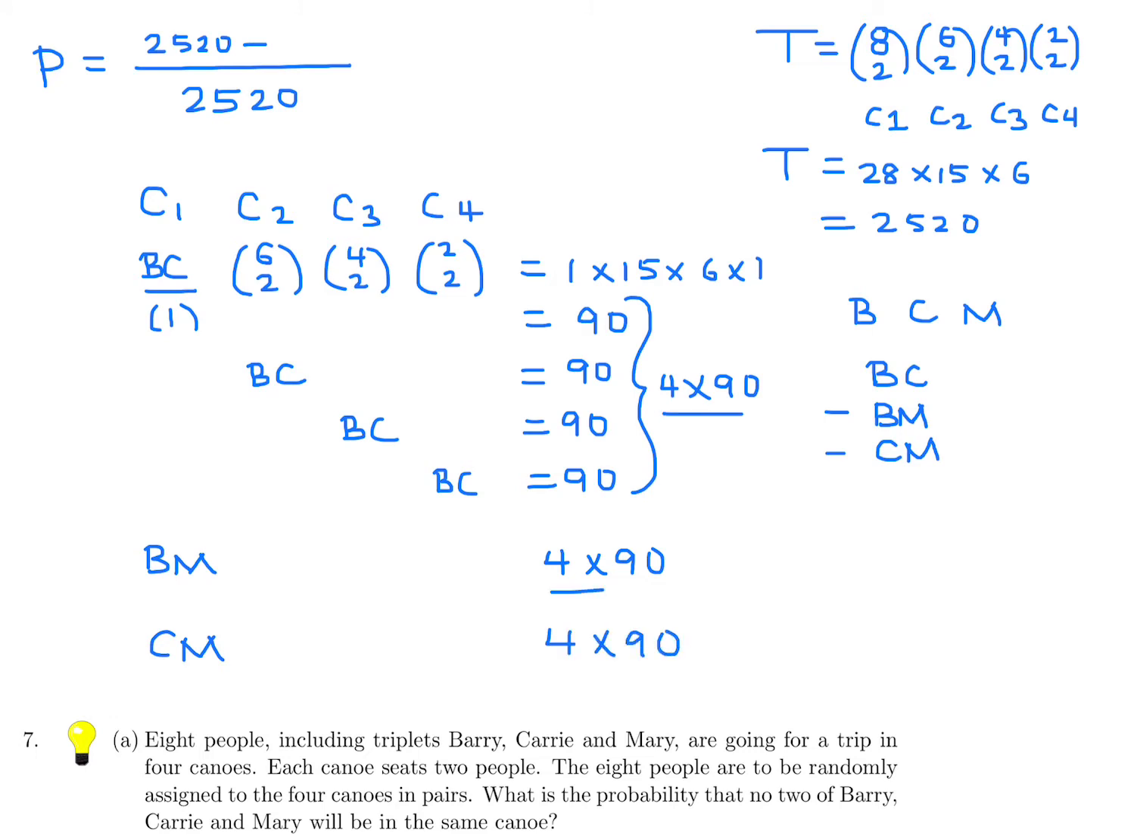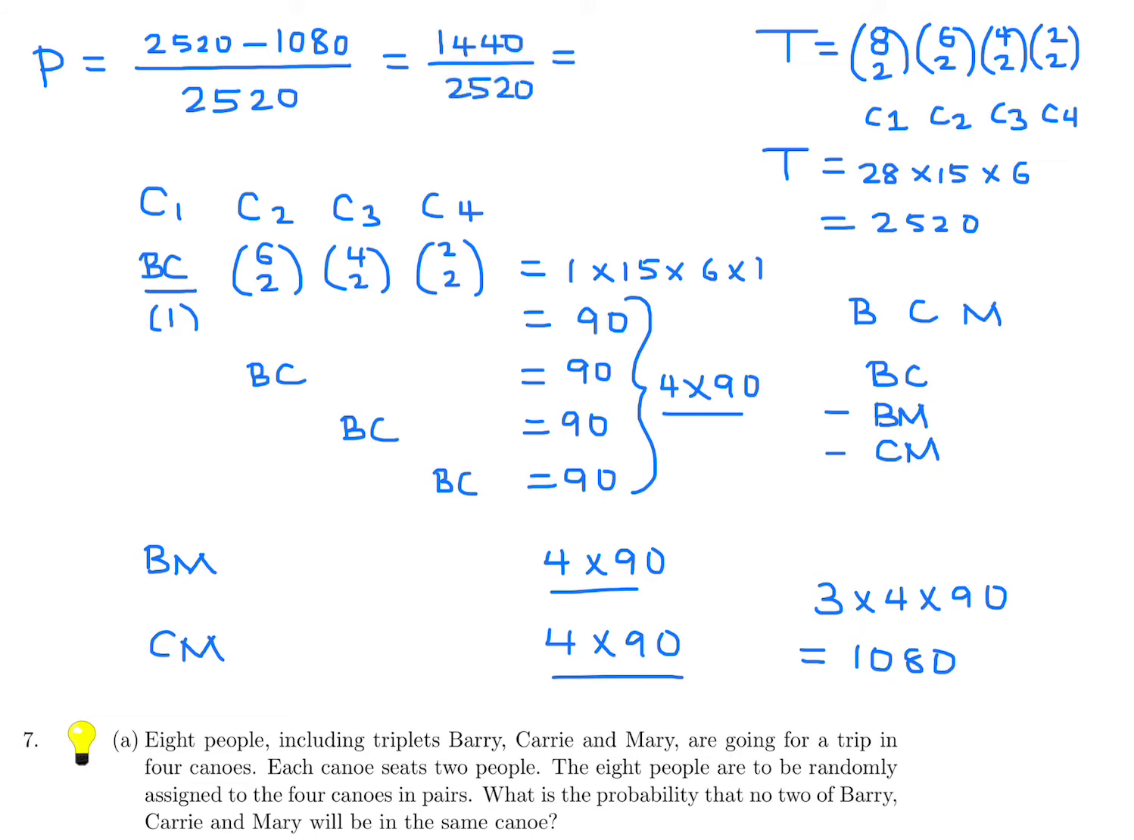So you add this, this, and this. So that looks like 3 times 4 times 90 to get the total, where they're together in one canoe, 2 of the 3. So that's 12 times 90, and 12 times 90 is 1080. So that's what you put here, 1080. Okay, so let's do this math. So that's 1440 over 2520. And in lowest terms, that will be 4 over 7.